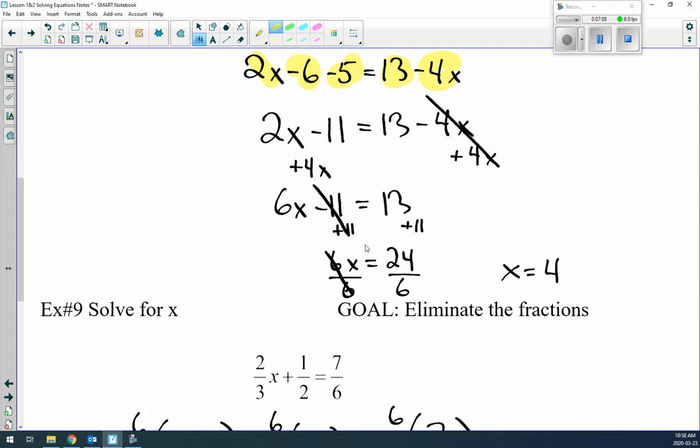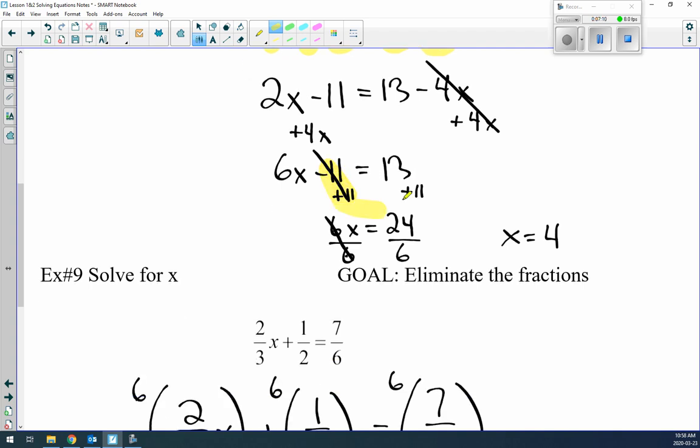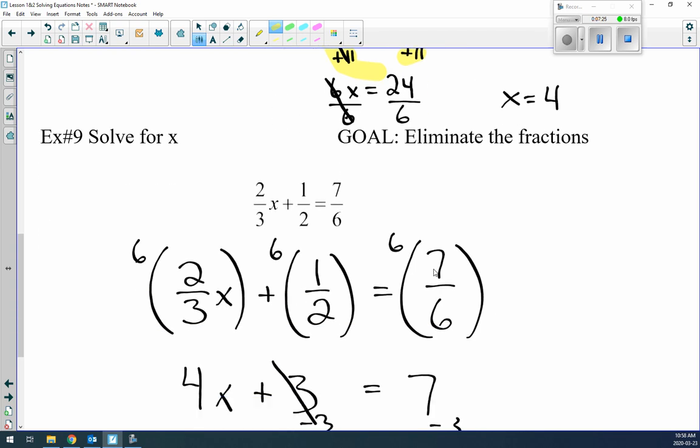Okay, well, how do we move the negative 11? We add 11 to both sides right there. And we end up with 6x equals 24. And to get x by itself, we divide both sides by 6. So we end up with x equals 4. You can see the pattern is the same over and over and over again, even though they start to get more complex. Okay, now here's a really interesting one.